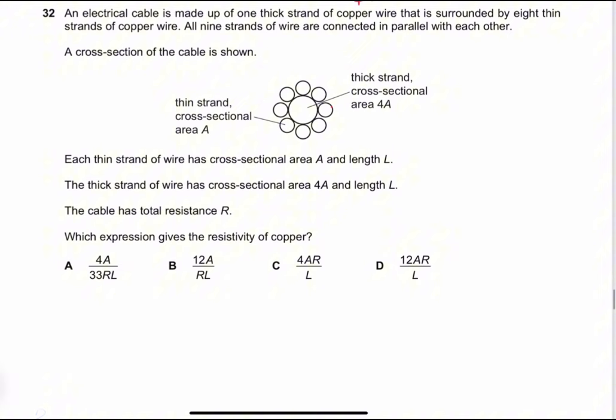Move on to question number 32. I'm given an electrical cable that is made up of one thick strand of copper wire surrounded by 8 thin strands of copper wire, and all the wires are connected in parallel with each other. Each thin strand of wire has a cross-sectional area A, and the cable has a total resistance of R. The question asks us to find the resistivity of copper.